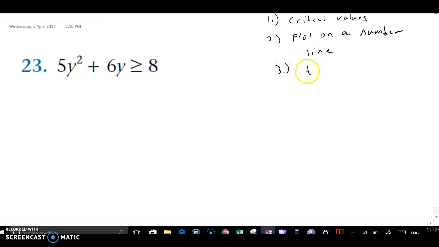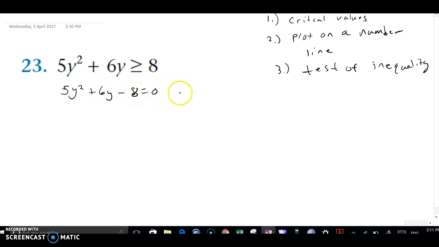And 3, test for inequality, however that's spelled. All right, so getting the critical values means I'm solving this quadratic equation.